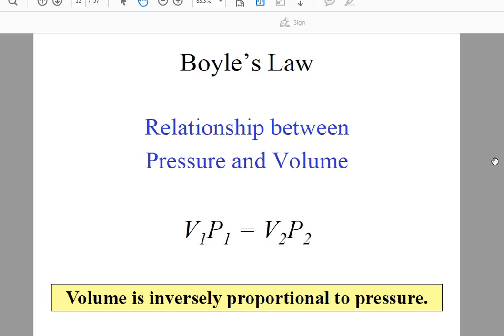What causes pressure? Right. The particles hitting the walls of the container. So if the container gets smaller, they're going to hit the walls more. But if I make the container bigger, they're going to hit the walls less. And that's why the pressure is going down. So it's an inverse relationship, and this is the equation that I use. Okay, so you see that there in your notes. Volume 1 times pressure 1, that's before you make a change, is equal to the volume times the pressure after you make the change.